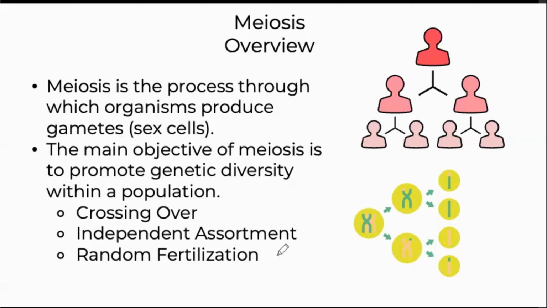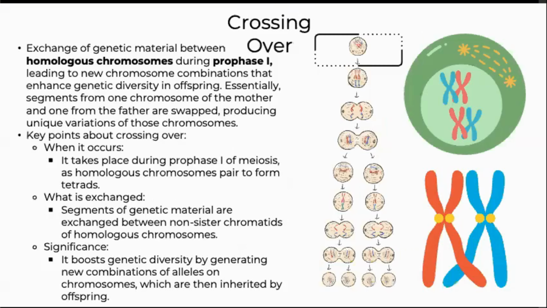This leads us to random fertilization, which is the act of that these gametes, which include egg and sperm, can be mixed in a variety. You don't have the same egg going to the same sperm. That's where random fertilization comes in. Okay, now let's talk about crossing over.